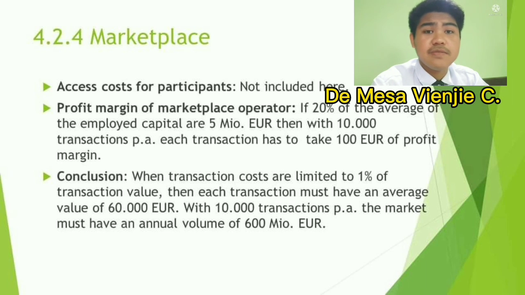Next is the conclusion. When transaction costs are limited to 1% of transaction value, then each transaction has an average value of 60,000 euro. With 10,000 transactions, the market must have an annual volume of 600 euro. Here it is how to compute the transaction cost in order to determine the market annual value.